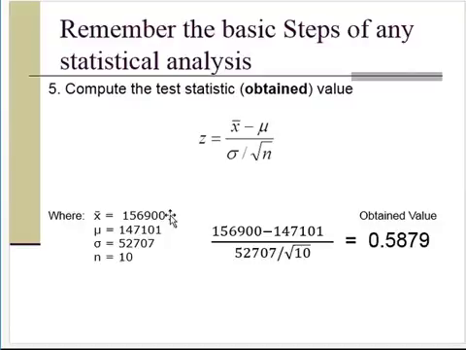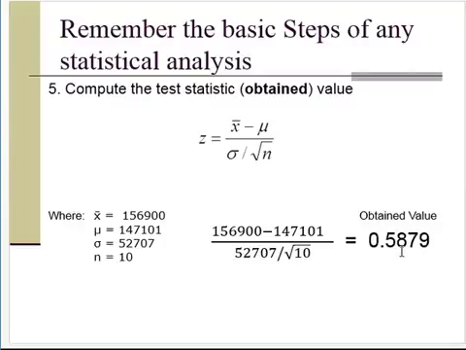And we know that our population mean from the literature is 147,101 megagrams per hectare. We know that the standard deviation for that population was 52,707, and the sample size was 10. So actually, sorry, I misspoke. We only had 10 hemlock stands that we were comparing for this example. And when you plug these into the equation, we come up with an obtained value of 0.5879.